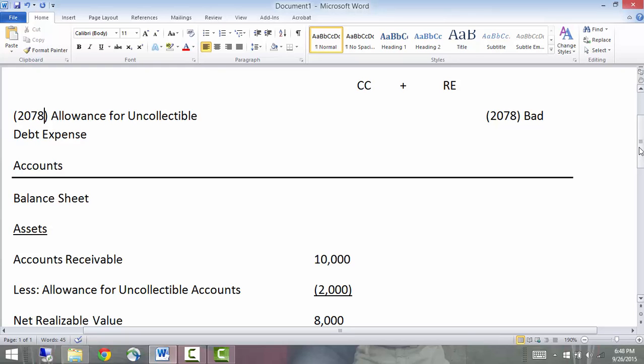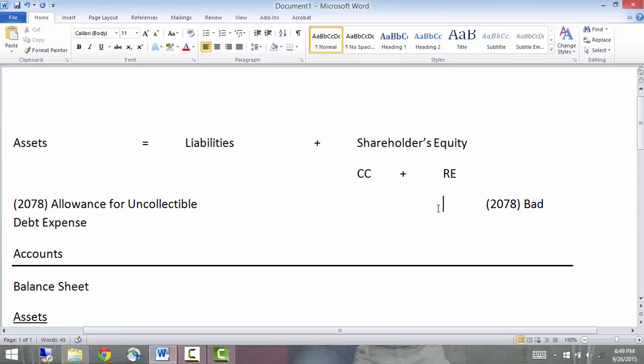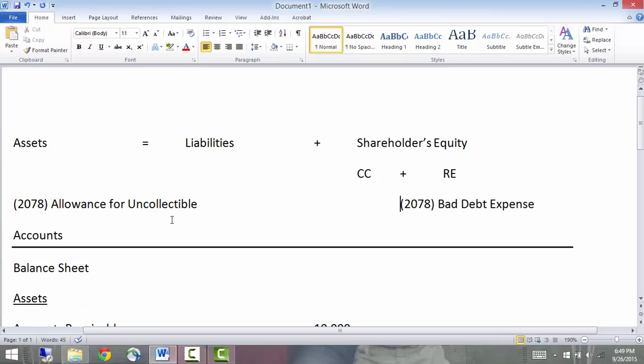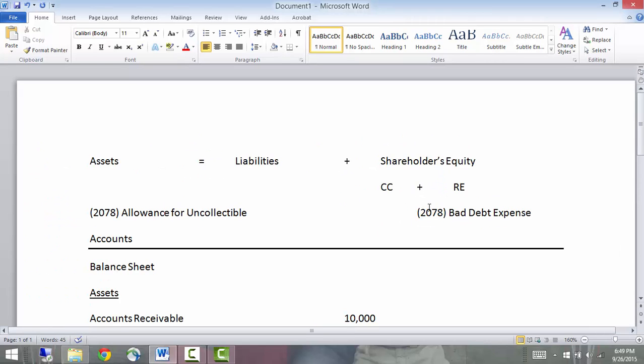The entry is going to be the same no matter which method. Let me say this. The accounts that you use are going to be the same no matter which of the two methods you use. Right? You're going to have a negative number for allowance for uncollectible accounts, and then also a negative number here for bad debt expense, regardless of if you use the percentage of sales method or the accounts receivable method. The only thing that would be different between the two methods is the dollar amount that goes here. I'm using the number that's based on the aging schedule, so that's considered an accounts receivable method.